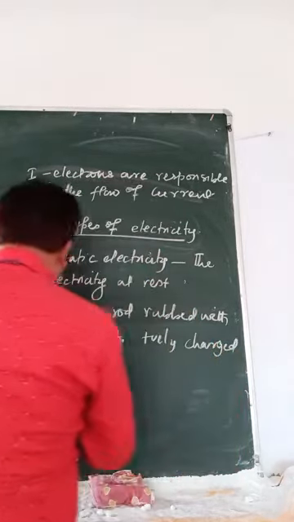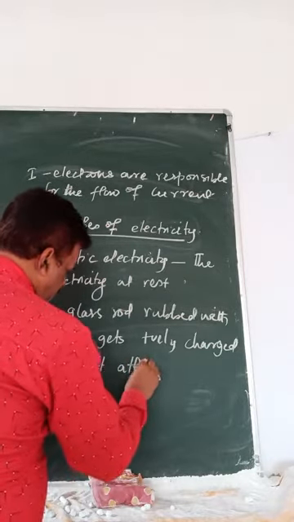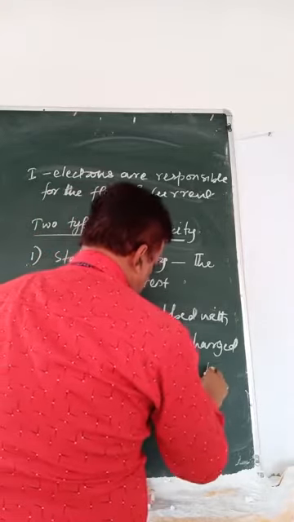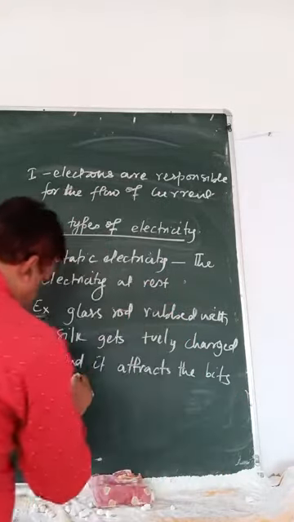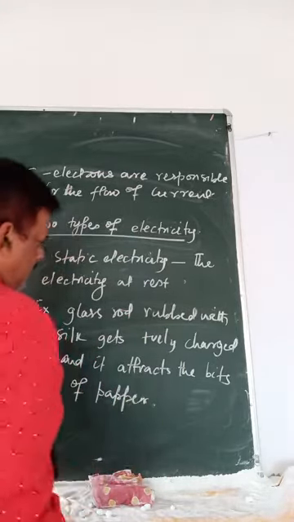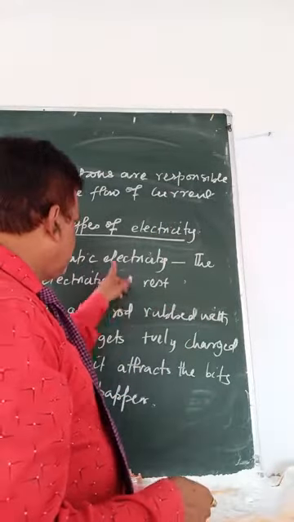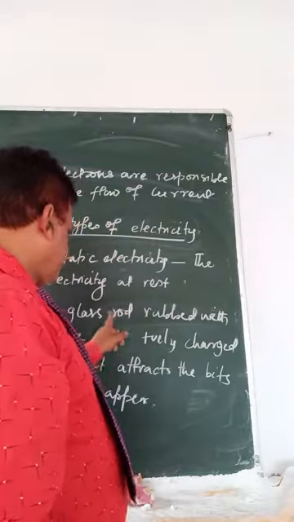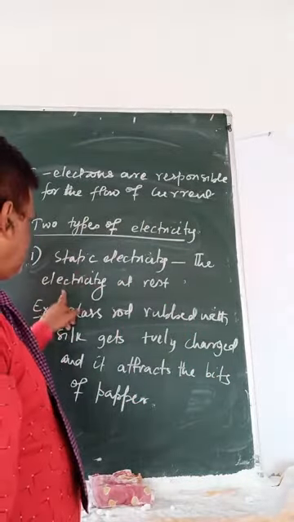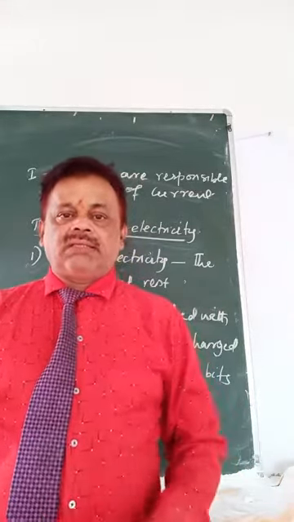And it attracts the bits of paper. Now the charge developed without the flow of electrons continuously, that is called electricity at rest. It means electrons are not moving, still the body is charged.